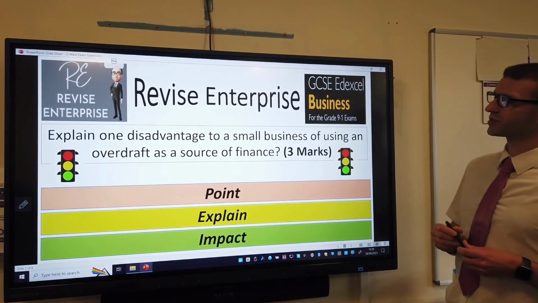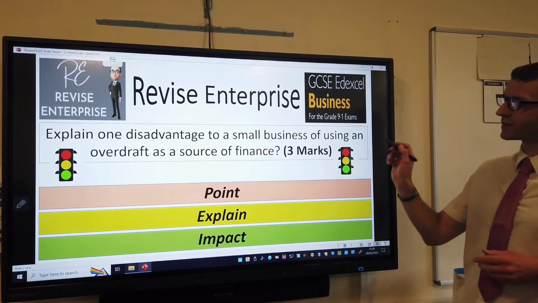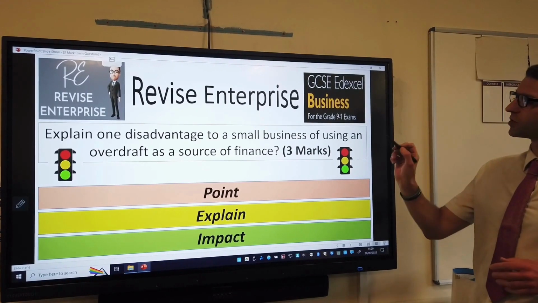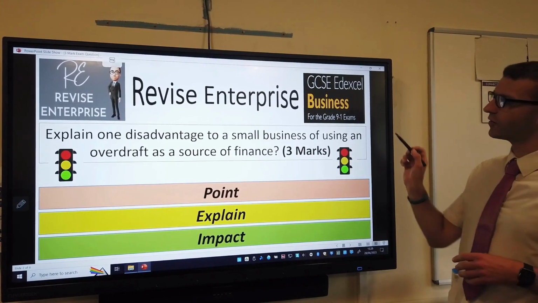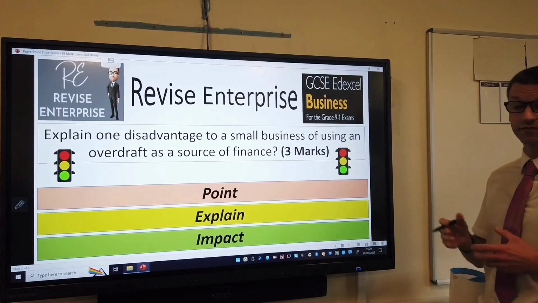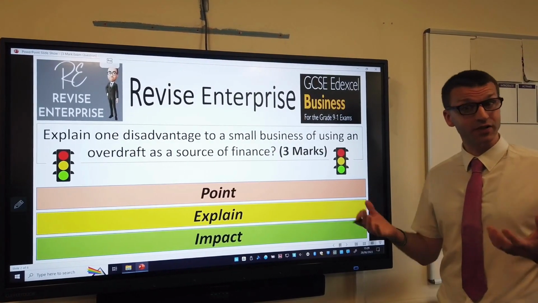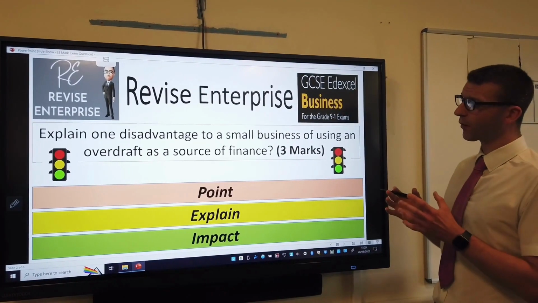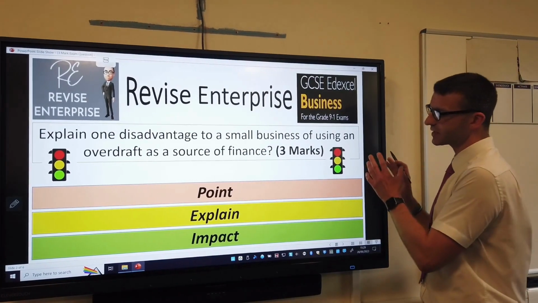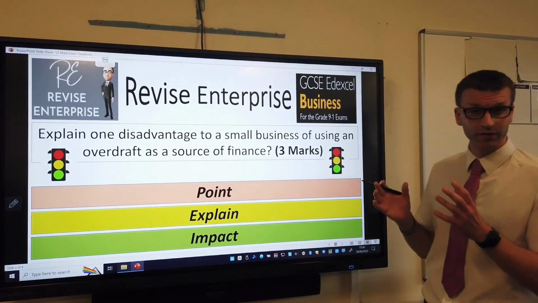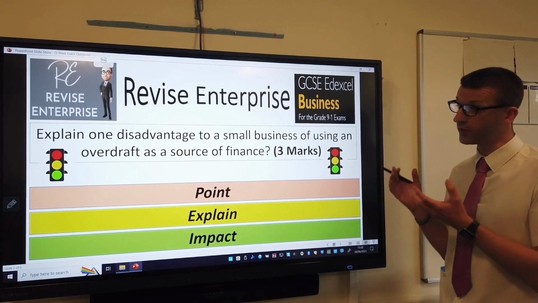So the first question says, as a 3 marker, explain one disadvantage, that's a drawback, to a small business of using an overdraft as a source of finance. Finance being, how is the business actually going to be funded? So the first thing you might want to do in an exam before you even tackle this question is just think about or underline some of the keywords that are going to help you answer this question.